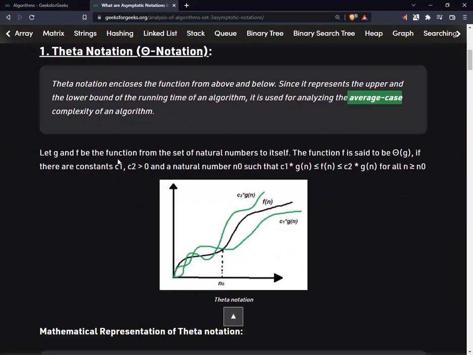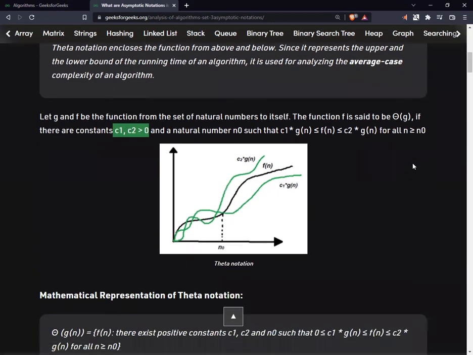Let g and f be functions from the set of natural numbers to itself. The function f is said to be theta of g if there are constants C1 and C2 which are more than 0 and a natural number n0 such that C1 times g of n is less than or equal to f of n, which is less than or equal to C2 times g of n, for all n more than or equal to n0.